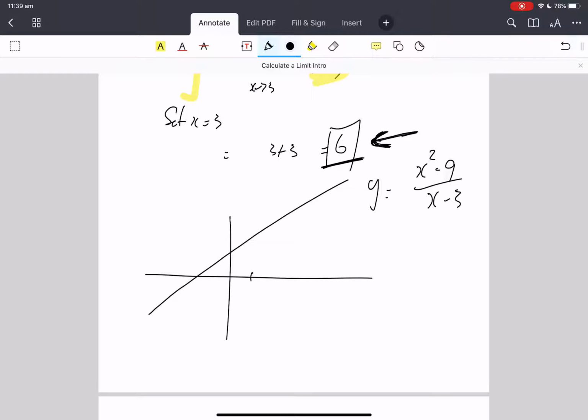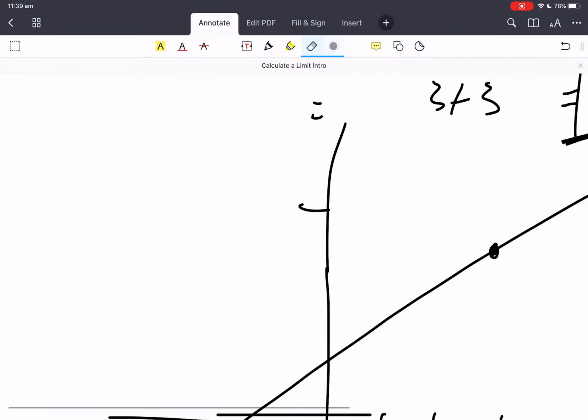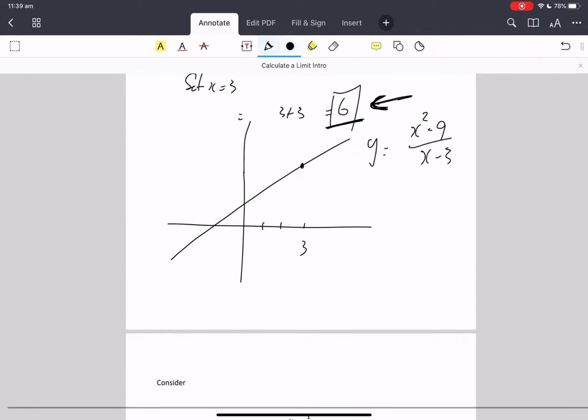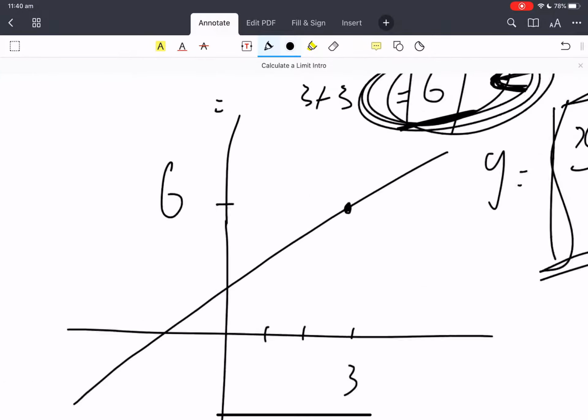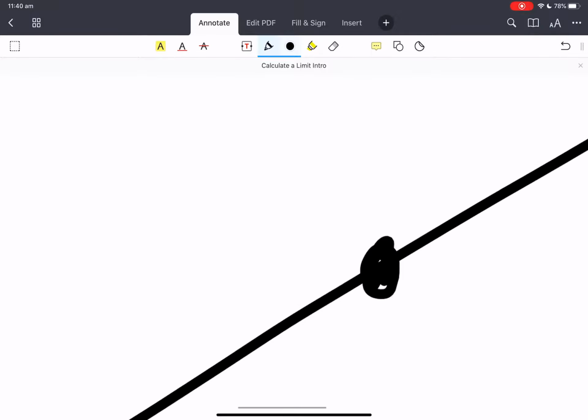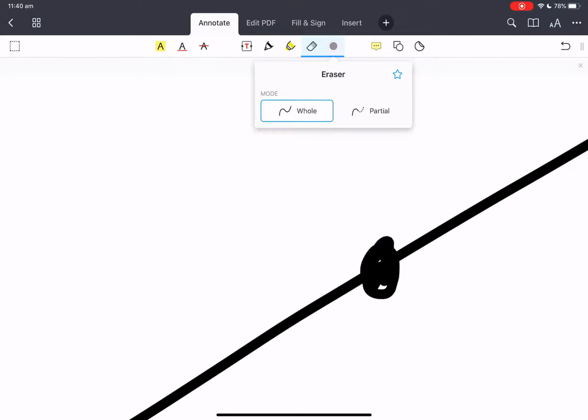And clearly, where x equals 3, there's going to be a point. I didn't do that very well, did I? Over here, that would be the point 6. We found that out before. I don't know whether your graphing program will be good enough. But if you drilled in narrow enough, you would find that it's not a continuous graph.